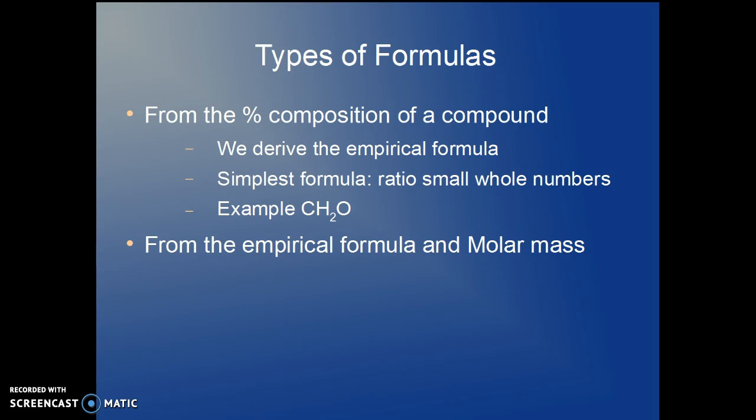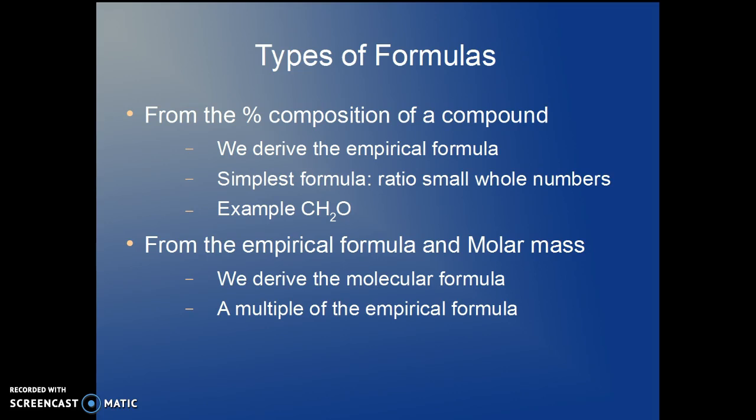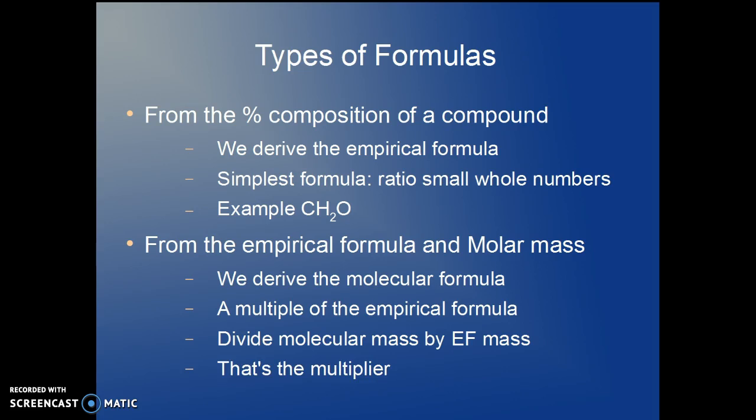From the empirical formula and the molar mass, we can decide what the molecular formula is. The molecular formula tells us how many atoms of each kind are in each molecule. It's a multiple of the empirical formula. What we do is we divide the molar mass by the mass of the empirical formula. That tells us how many empirical formulas are in the molecule. That's the multiplier that we will use, for instance, to get C6H12O6 for glucose, or in this case for ribose, C5H10O5.